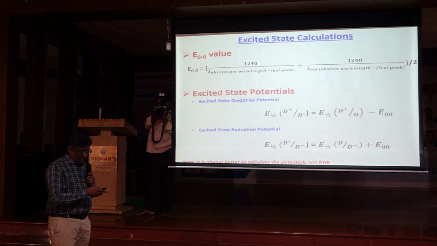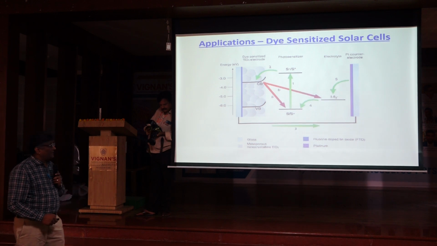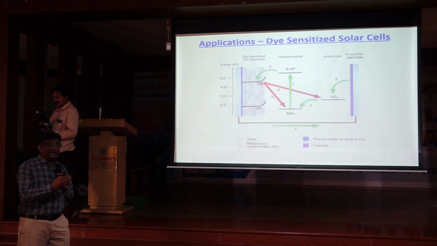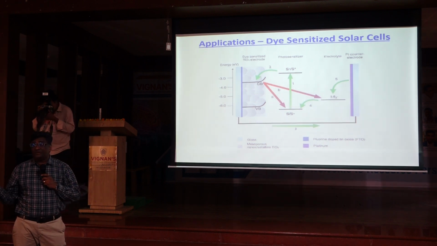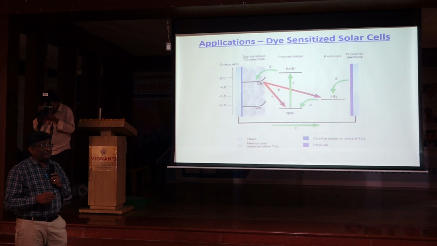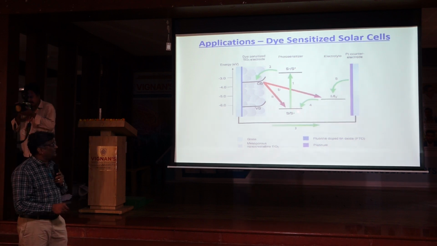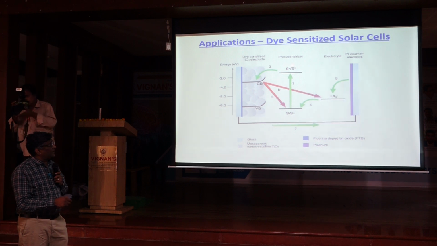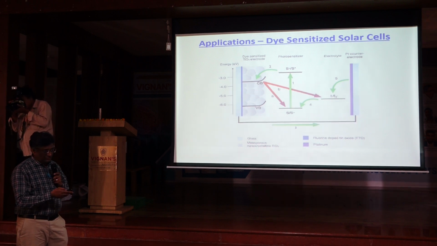With this, you can calculate whether something can donate electrons or not. For example, you can design a sensitizer based on it. Let's say it is an organic reaction, or a solar cell, or any kind of catalysis that you are going to do. You can design the photocatalyst based on these properties. So you excite the sensitizer, then it can go. That means you can calculate where the excited state oxidation potential is going to be, and whether it can inject that electron into TiO2 or not.